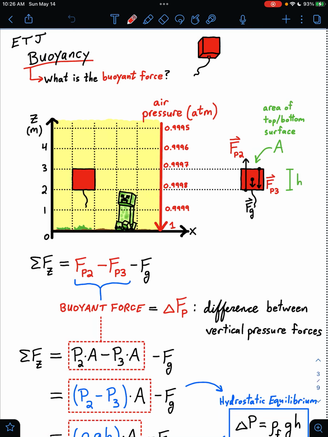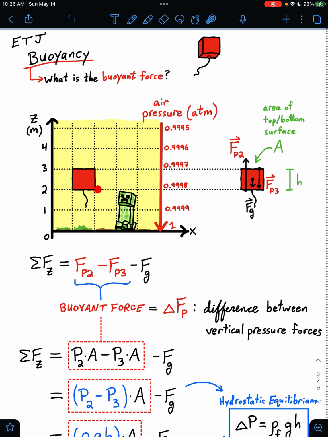Here we examine what the buoyant force is and how it arises from the vertical variation in pressure in a fluid. So in this picture, we've got a z-axis marked out in meters, and we're showing in this air here the gradual increase in pressure as we head towards the ground by about a 10,000th of an atmosphere per meter.